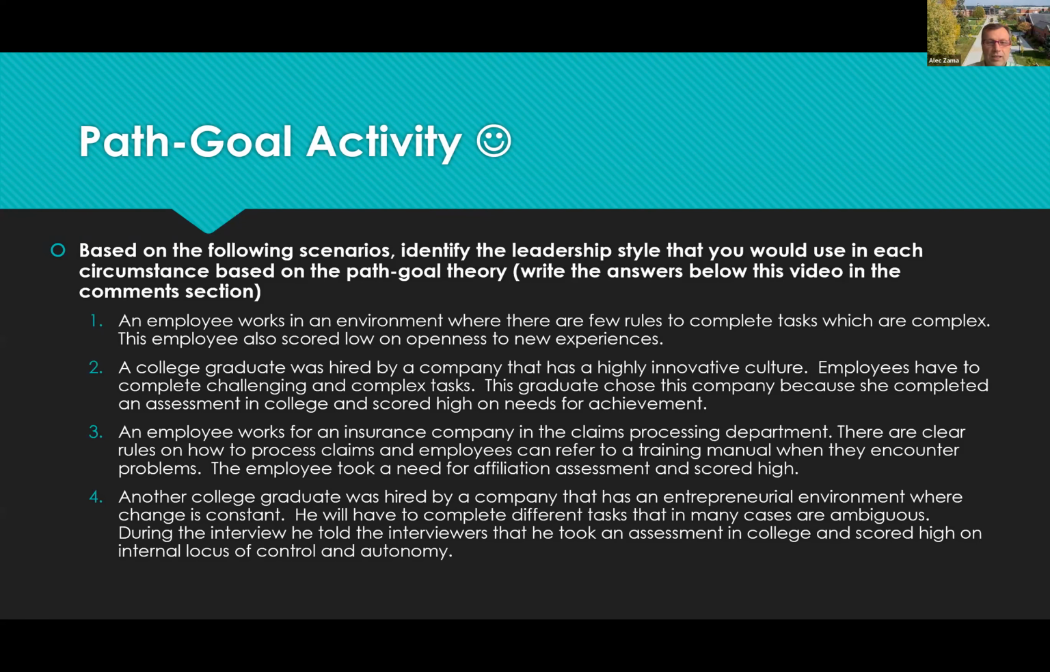And the last one, another college graduate was hired by a company that has an entrepreneurial environment where change is constant. You will have to complete different tasks that in many cases are ambiguous. During the interview, he told the interviewers that he took an assessment in college and scored high on internal locus of control and autonomy. So again, you have 4 scenarios. Each of them will require an individualized leadership style. So write them below this video in the comment section.